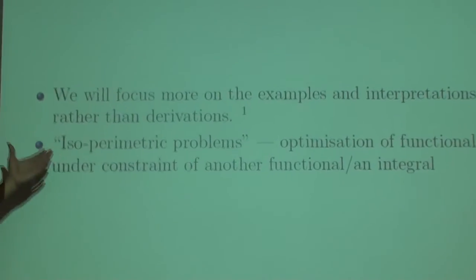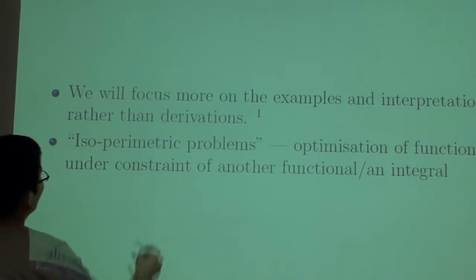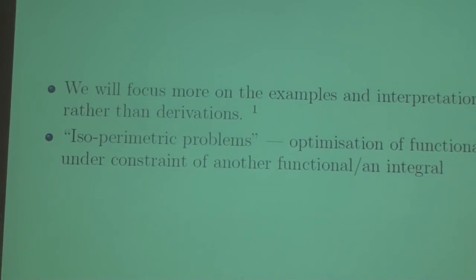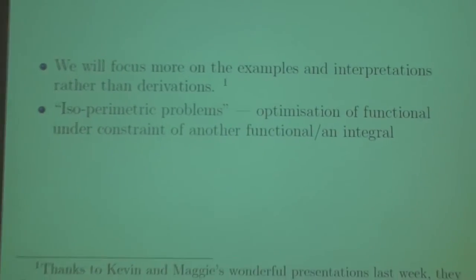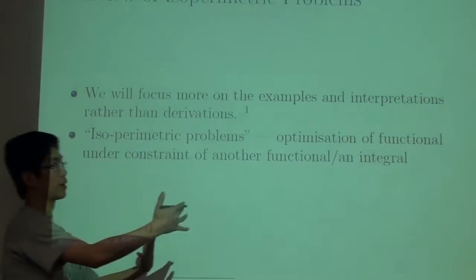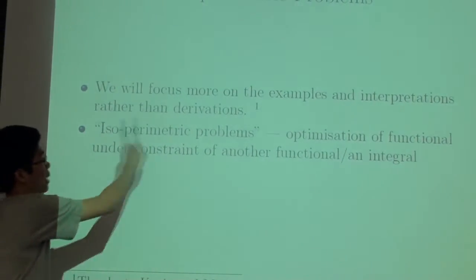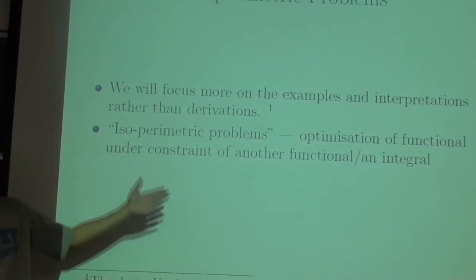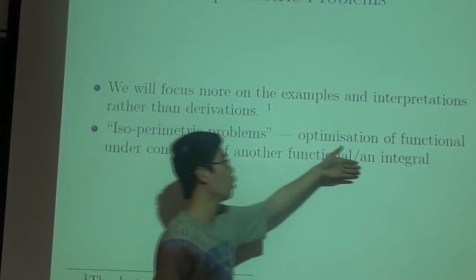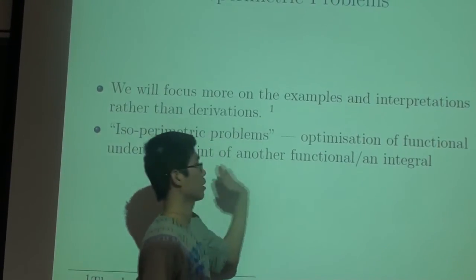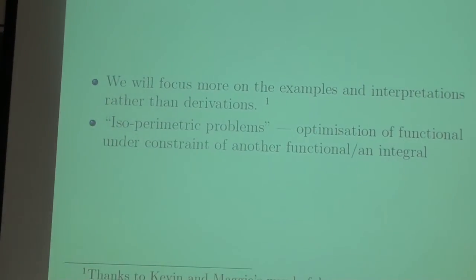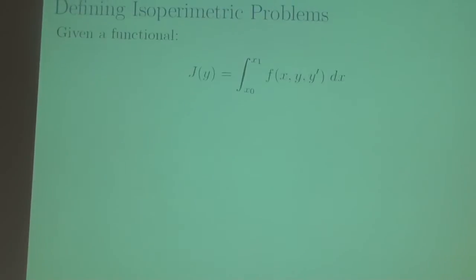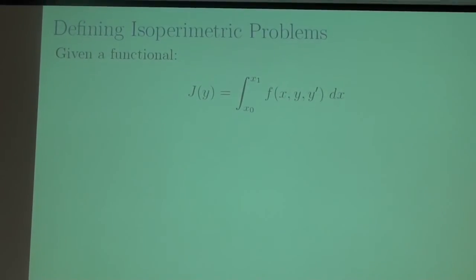The prefix iso comes from the word for the same, and perimetric comes from the word perimeter or arc length. Therefore, in the whole topic, you can think of this IP problem as optimization of a functional under the constraint of another functional, which almost equivalently you can say is under the constraint of another integral. So let's define that more precisely. Probably it's good I use the board.